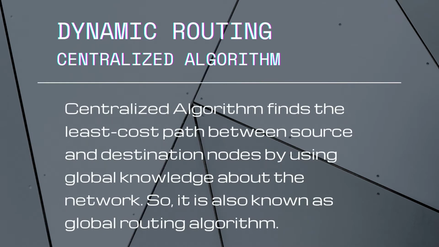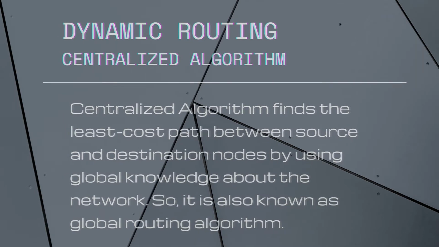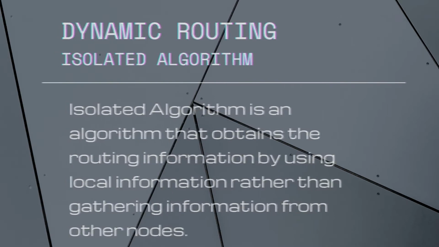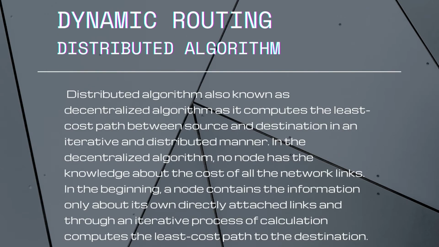Centralized algorithm finds the least cost path between source and destination nodes by using global knowledge about the network. So, it is also known as global routing algorithm. Isolated algorithm is an algorithm that obtains the routing information by using local information rather than gathering information from other nodes. Distributed algorithm, also known as decentralized algorithm, computes the least cost path between source and destination in an iterative and distributed manner. In the decentralized algorithm, no node has the knowledge about the cost of all the network links. In the beginning, a node contains the information only about its own directly attached links, and through an iterative process of calculation computes the least cost path to the destination.